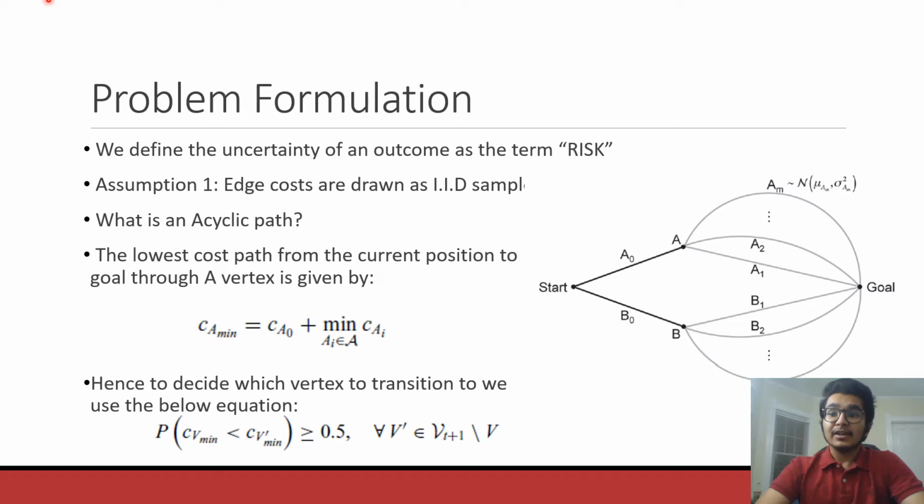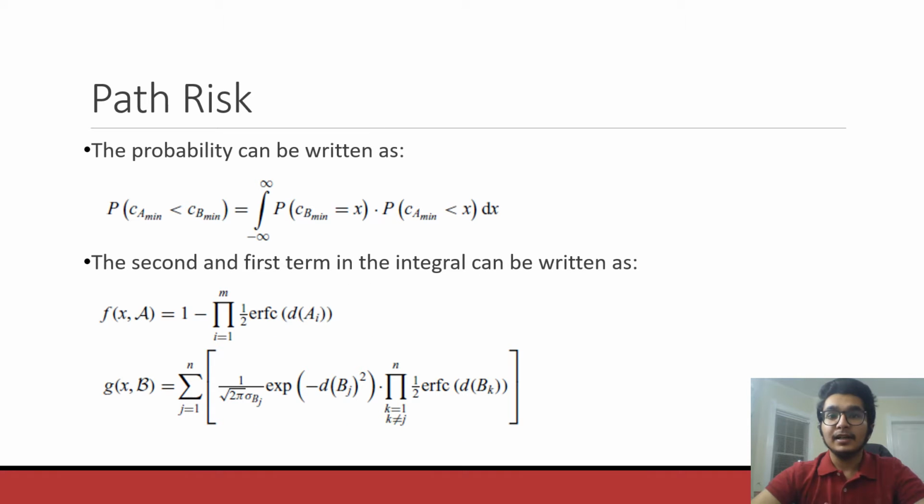So now let's understand how to quantify the path risk and the effects of the mean and variance. The probability that the lowest cost path in A is lower than B can be written as follows. So this is just an update from the previous slide. Here we have two terms in the integral. The second term is given by f of x comma a and the first term is given by g of x comma b. Here f of x comma a is the probability that the best path along the vertex A has a cost less than x.